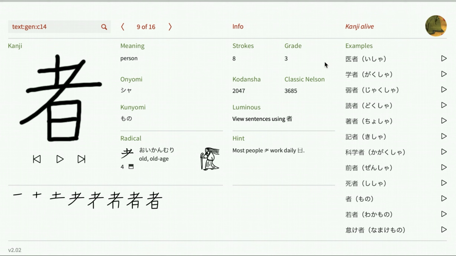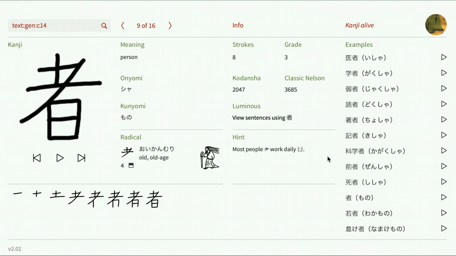Examples we have are isha, which is a doctor. Gakusha is a scholar, right? A study person. Jakusha is the weak, right? This jaku is also yowai, the root for yowai, the adjective, so literally weak person. Dokusha, so this is the kanji for yomu, it's a reader. Chosha is an author. Kisha is a journalist or a reporter. Kagakusha, kagaku is science. Kagakusha, scientist.